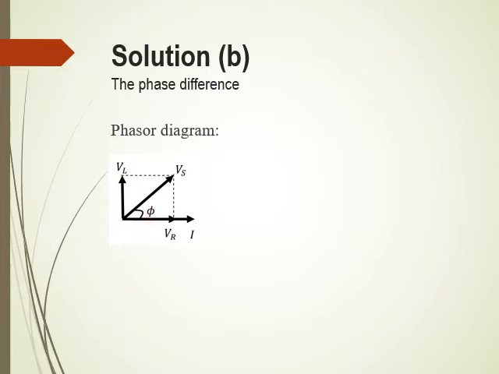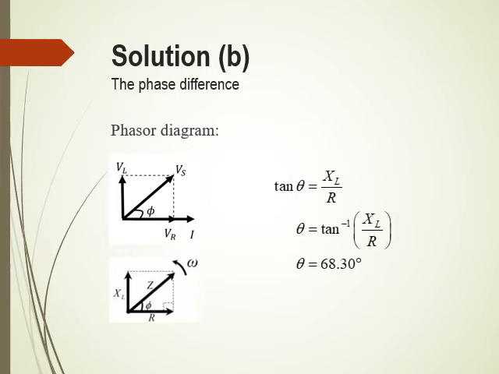But there's one question. Now we don't have VL and we don't have VR. What can we do? Well, the phasor diagram can also be drawn like this, where R is lying on the X component and then XL is lying on the Y component, where Z is located at an angle that is the same as your Vs. So now that you have the phasor diagram, let's apply the equation. Tangent theta equals XL over R. Rearrange the equation and substitute the values. You will then obtain theta equals 68.3 degrees.